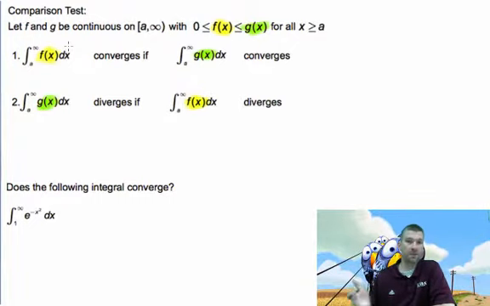On the flip side of that, if f of x diverges and goes to infinity or doesn't approach anything specifically, since it's smaller than g, g will also diverge.